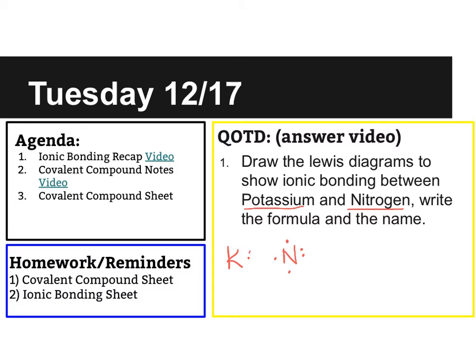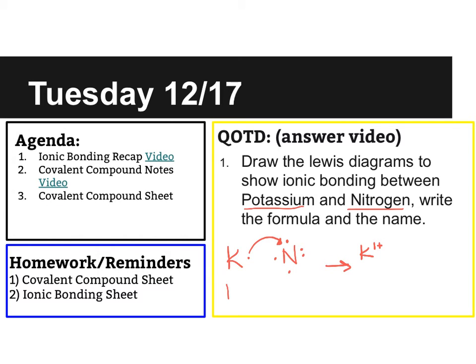And potassium is going to give away its electron to the nitrogen. So again, making sure that the arrow goes directly to that open location. Now nitrogen still has 2 spots that can be filled. Potassium, though, is done. So I'm going to bring that potassium over. After it loses that 1 electron, it becomes a 1 plus.